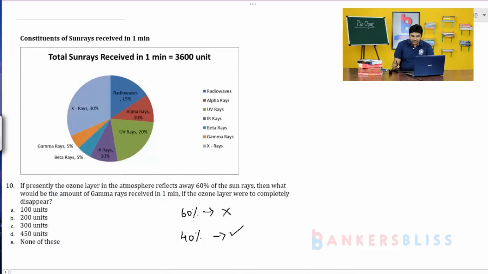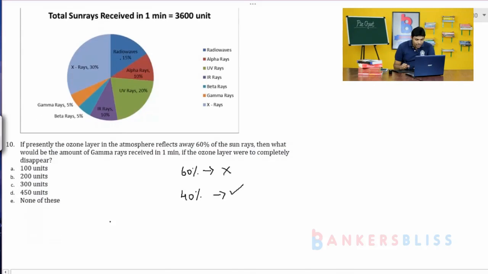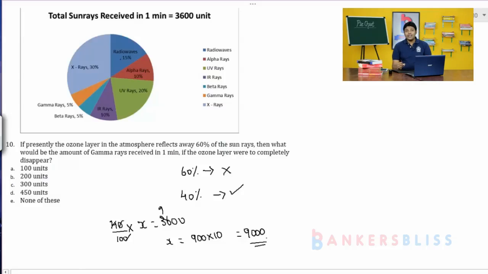So the data they have given is 40% of sun rays, that is X, is equal to 3600. Then what is the total sun rays? 4 9s are 36. X is equal to 900 into 10, which is equal to 9000. So without the ozone layer, we are going to receive 9000 units of sun rays in 1 minute.